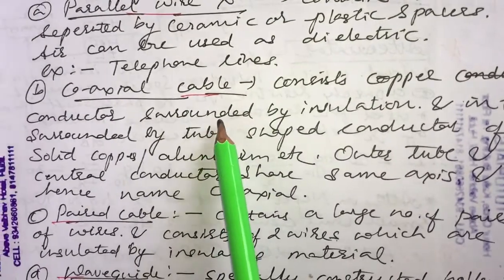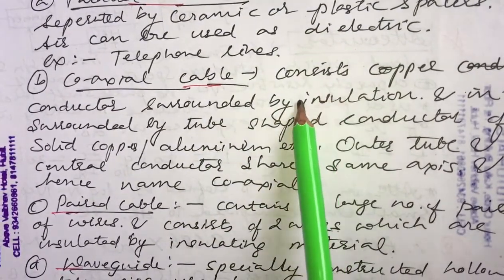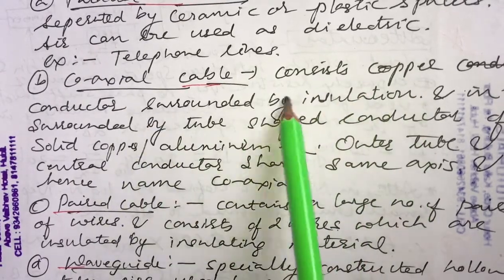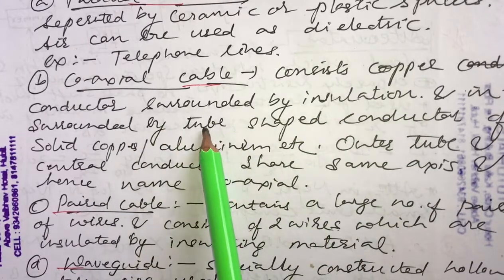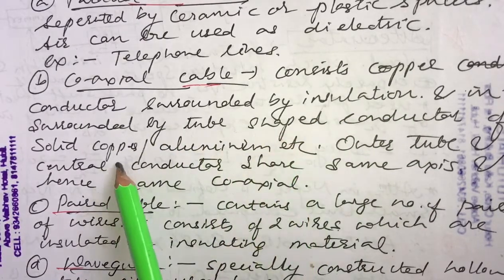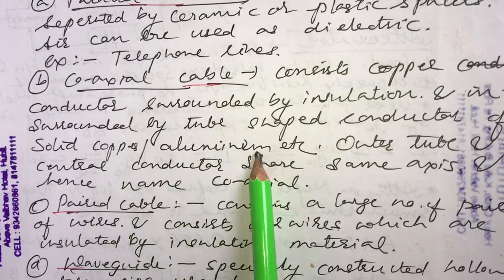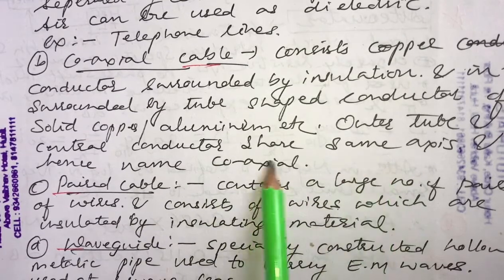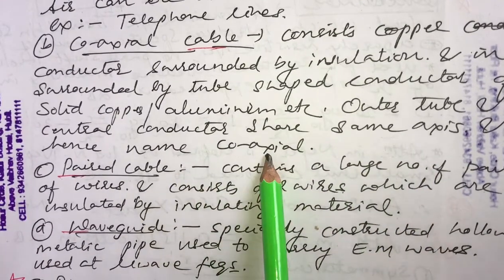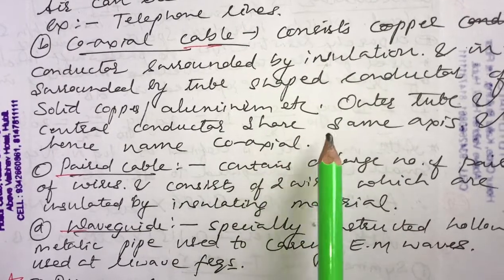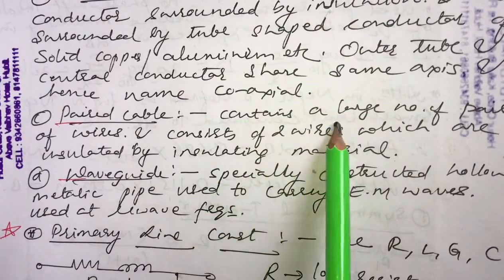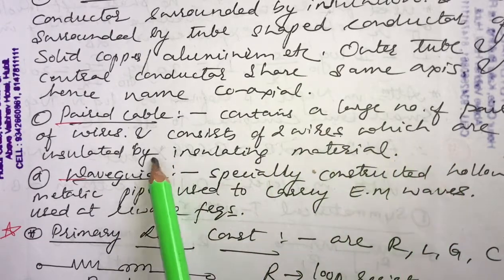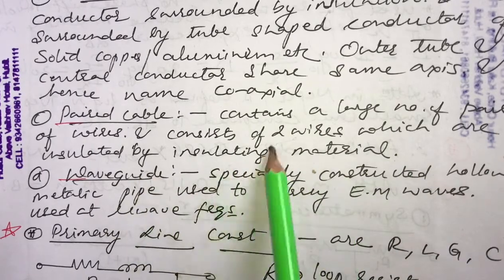Next we have the coaxial cable, which is nothing but your dish TV cable. It consists of a copper conductor surrounded by an insulation, and in turn it is surrounded by a tube-shaped conductor of solid copper or aluminum etc. Usually they use copper, and the outer tube and central conductor share the same axis. So since they share the same axis, it is called coaxial cable. Example is your simple cable TV cable. Then the paired cable, which contains a large number of pairs of wires, and it consists of 2 wires which are insulated by insulating material.